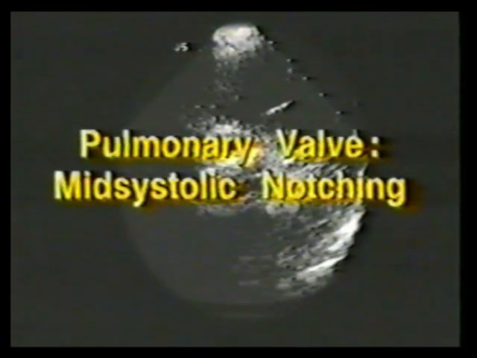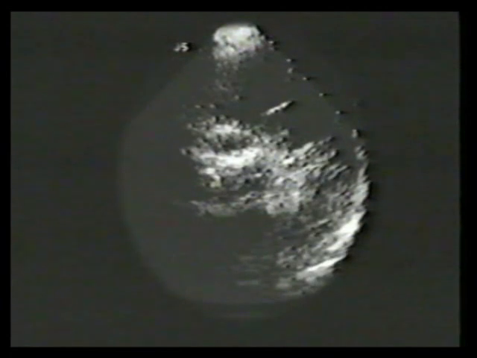We have previously alluded to mid-systolic notching of the RVOT, or pulmonary artery Doppler velocity spectrum, as a sign of significant pulmonary hypertension. This flow velocity pattern is associated with mid-systolic notching of pulmonary valve motion.